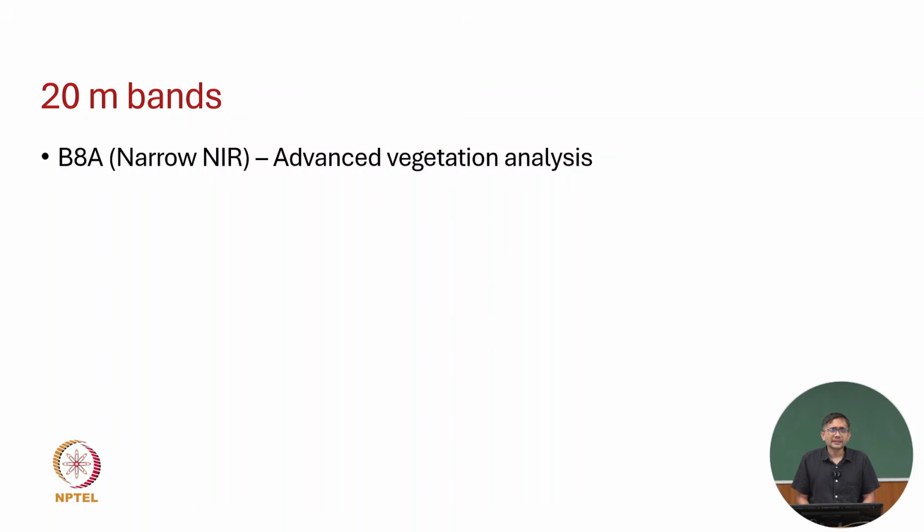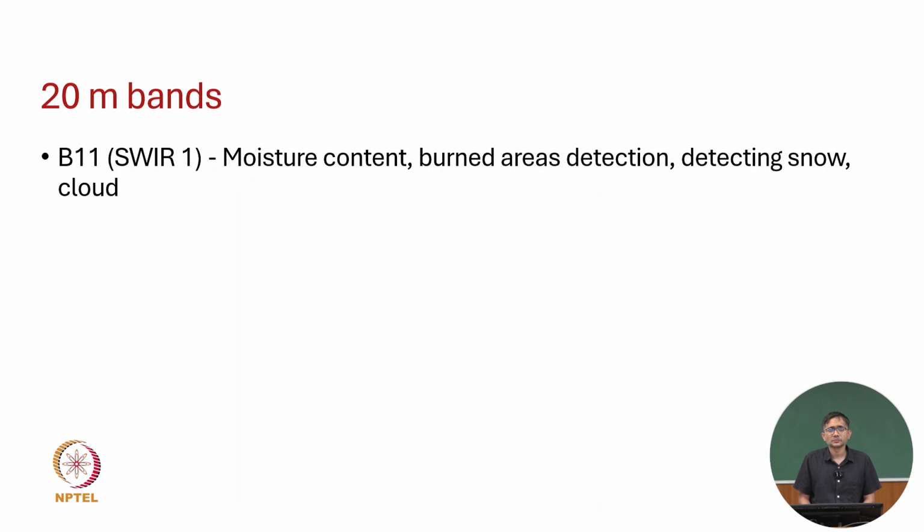B8A, again helpful for advanced vegetation analysis. B11, so SWIR1, okay, so we are calling the shortwave infrared 1. We'll have another SWIR as well, and this one helps with moisture content, burned areas detection, distinguishing between the snow and cloud.